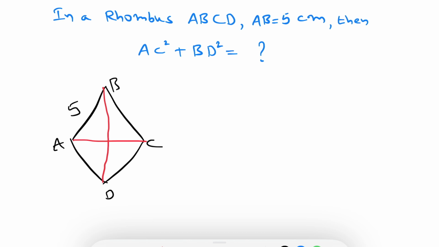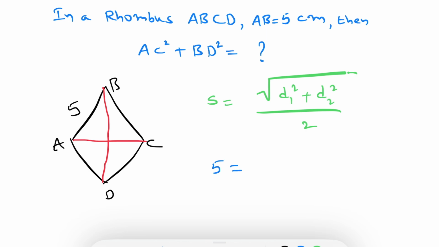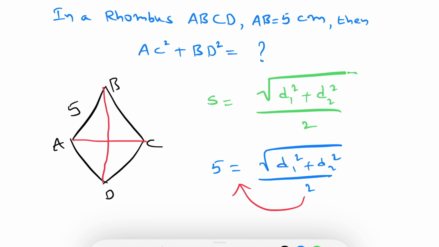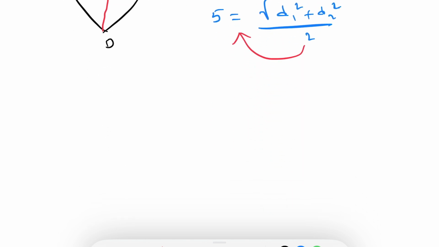So what exactly is the relationship between the sides of a rhombus and the diagonals of a rhombus? Side of a rhombus equals under root diagonal 1 square plus diagonal 2 square, divided by 2. So here side is given as 5. So 5 equals under root diagonal 1 square plus diagonal 2 square, divided by 2. Now taking 2 to the left side, here it is division, if I take it to the other side, it will be multiplication. 5 times 2 is 10, which equals under root d1 square plus d2 square.